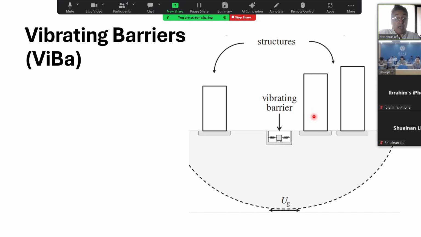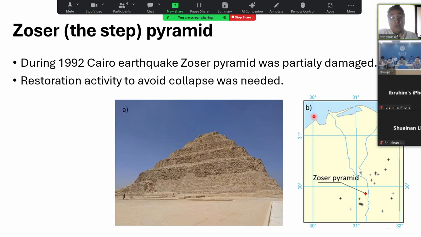And this idea was initiated by Professor Piero Cacchiola from Brighton University in England. We had a project together between Cairo University and City University of London, with Professor Ashraf Ayub, and Professor Piero Cacchiola, the founder of this method from Brighton University, to study how to design this vibrating barrier for this monument. This is called the Zoser Pyramid. This is actually older than the Giza Pyramid, the well-known Giza Pyramid.